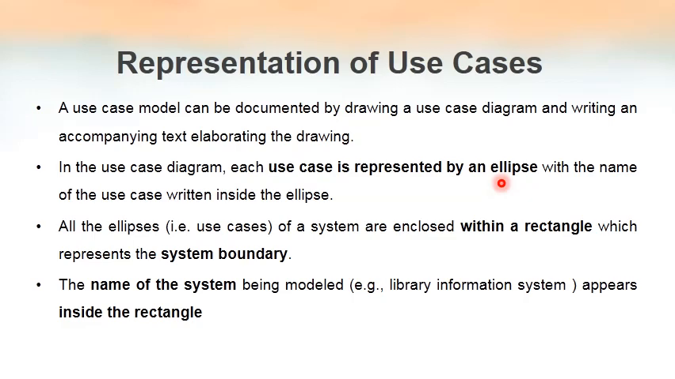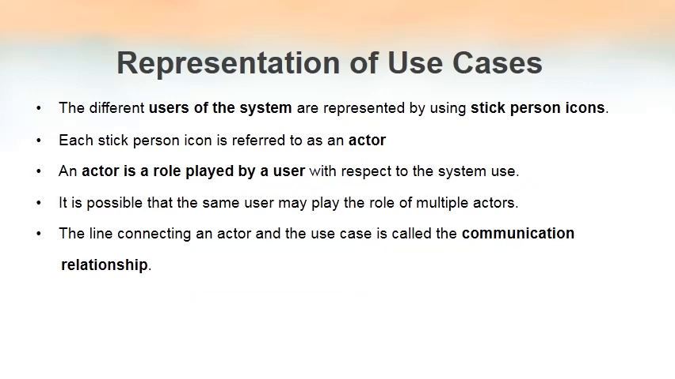For example, if you are representing a library information system, then that name will be written inside the rectangle. So basically a use case diagram is rectangular in shape. Inside the rectangle we'll have many ellipses. Each of the ellipses represents a use case. And inside the rectangle there will be the name of the system that we are going to model.